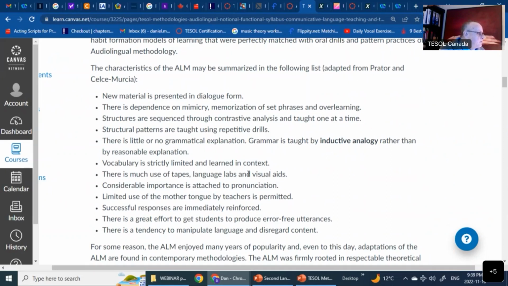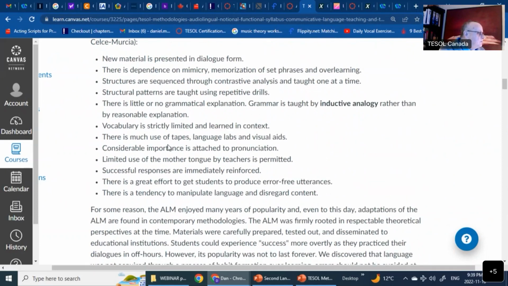The vocabulary is strictly limited and learned in context. There is much use of tapes, language labs, and visual aids. Considerable importance is attached to pronunciation. There's a limited use of the mother tongue by teachers, but it's permitted, but it's very restricted. Successful responses are immediately reinforced. There is a great effort to get students to produce error-free utterances. There is a tendency to manipulate language and disregard content.